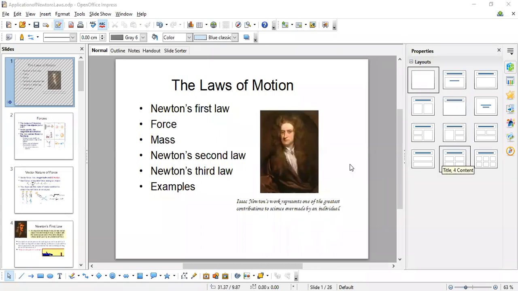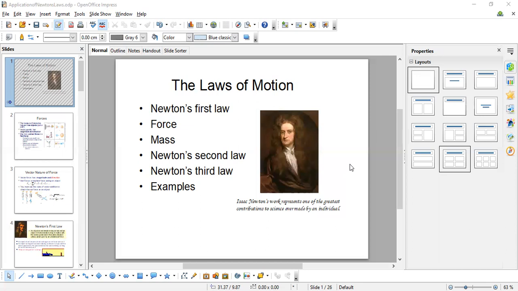Okay, so for today's topic, we will talk about the application of laws of motion. So we're going to review ulit yung mga laws of motion, and then we will solve problems with regards to the applications of these laws. So let's review them first.